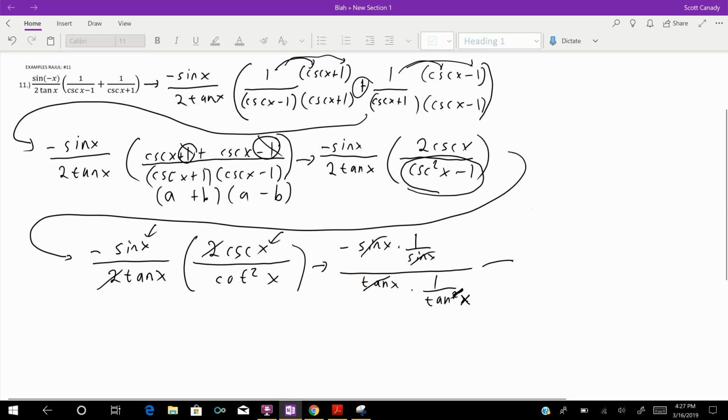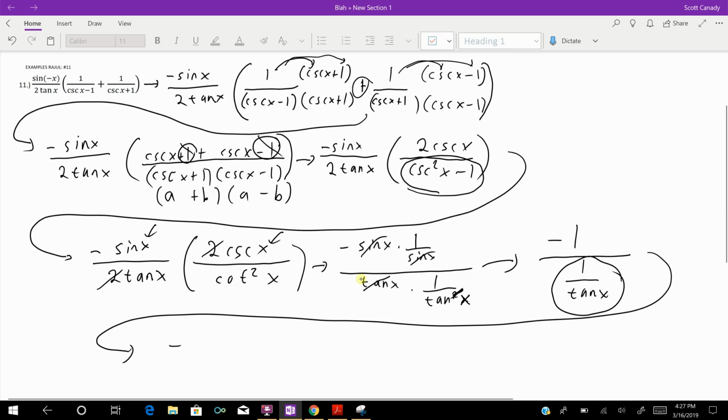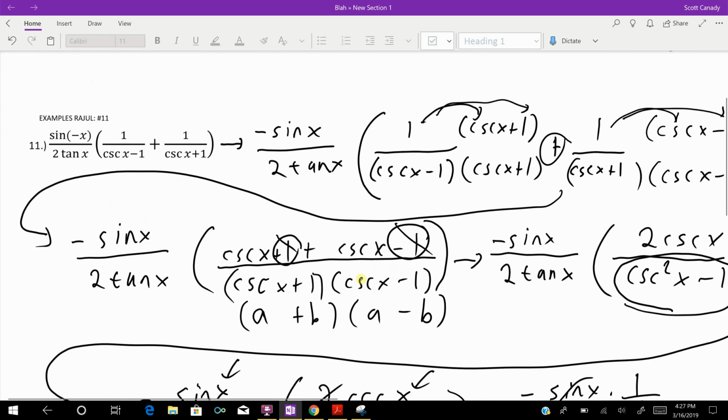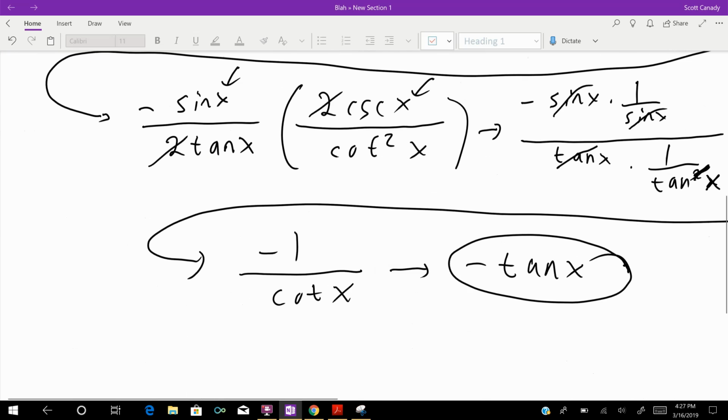All right, so now this is going to become negative 1 over 1 over tangent of x. That 1 over tangent of x, of course, becomes cotangent of x. So this is negative 1 over cotangent of x. And 1 over cotangent of x is tangent of x, so this is negative tangent of x. So what I'm saying is negative tangent of x is equivalent to this thing that we started out way over here. This crazy looking expression right here turns into negative tangent of x.